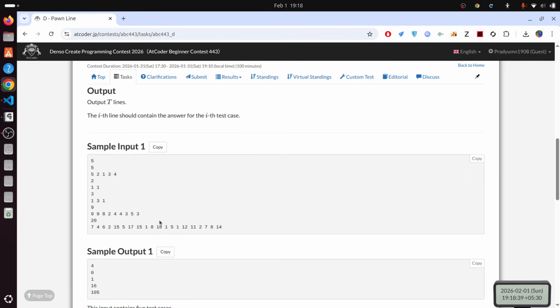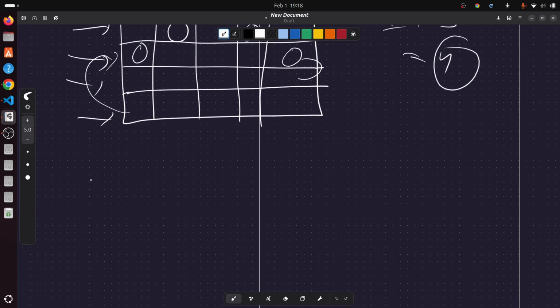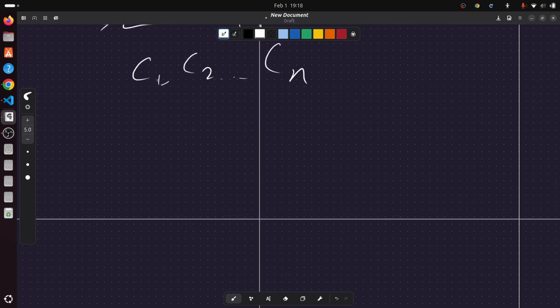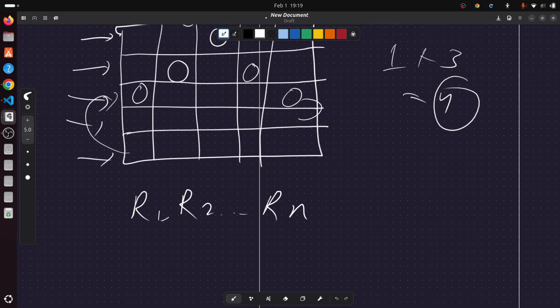Yeah. So this is the algorithm. And to implement this, basically what you have is an array which is C1, C2 up till Cn, right? C1 means that in the first column the coin is at row C1, or you can say the array's name is R, so R1, R2 up to Rn. So for a column I, the coin is at row Ri, right? That's what R1 means.